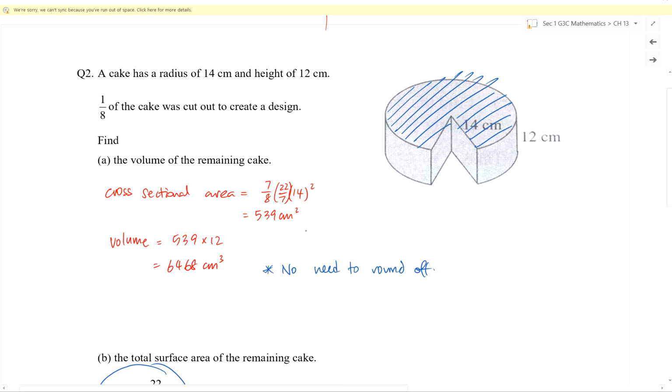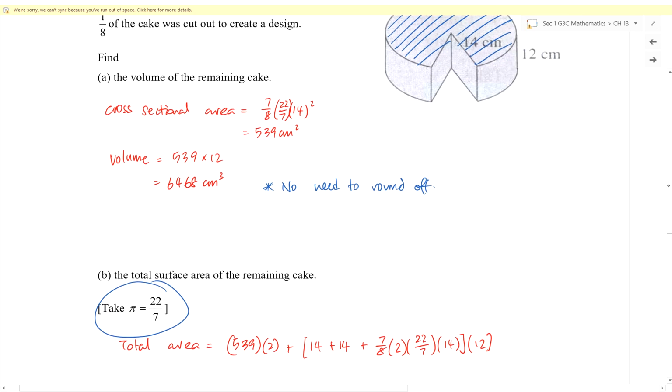Similarly, if you are told to use 3.14 or 3.142, you don't have to round off, because they gave you an exact value of pi to use. You round off only when you're using your calculator value of pi, which goes on forever and ever. Okay, see the difference?